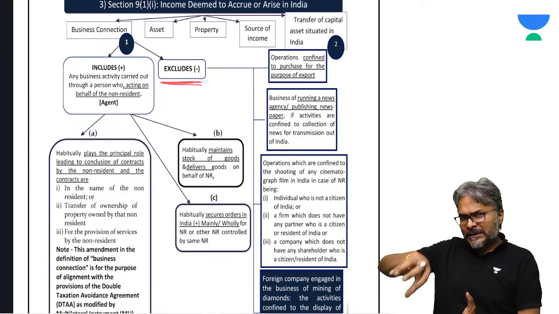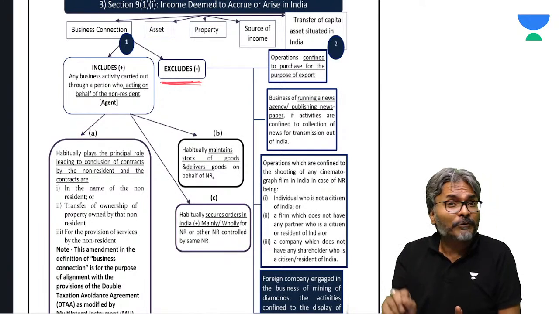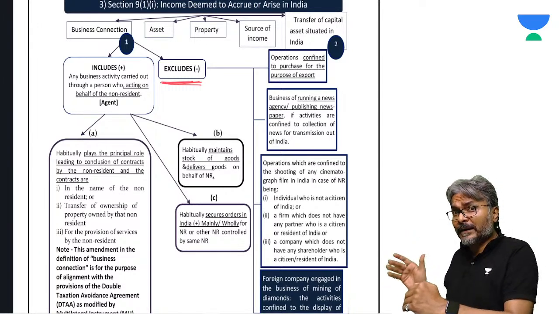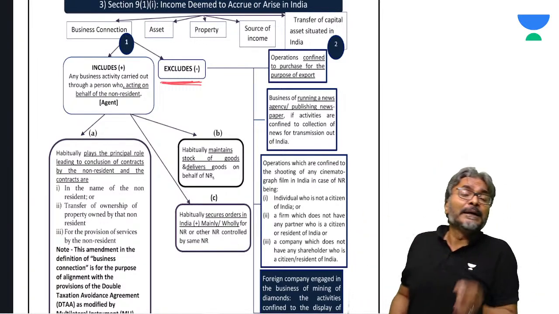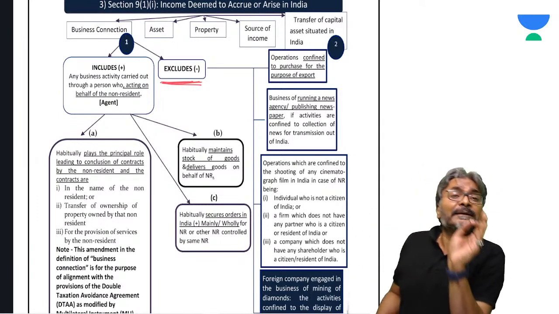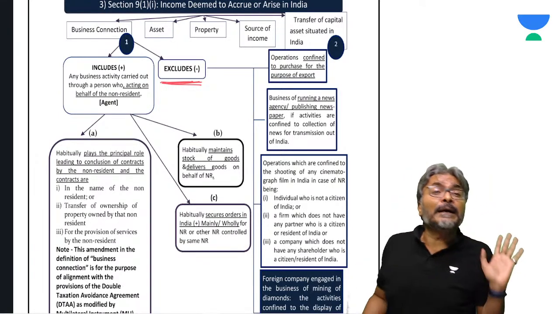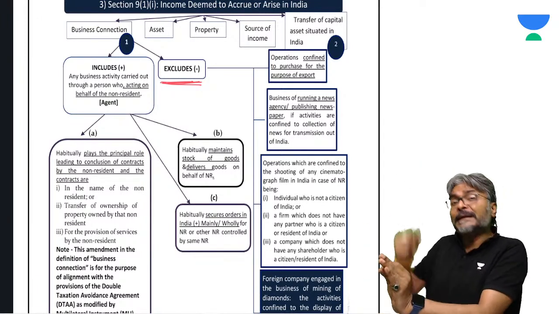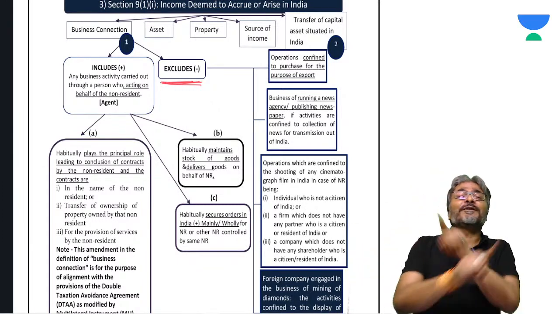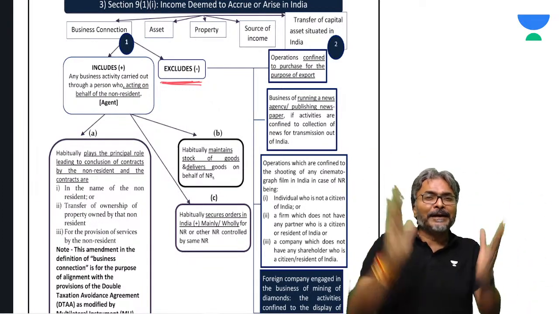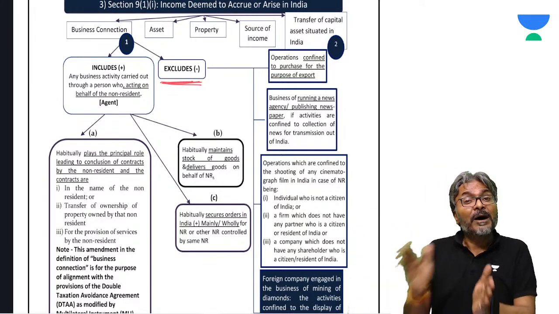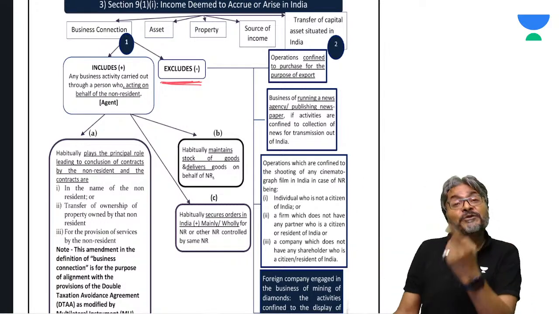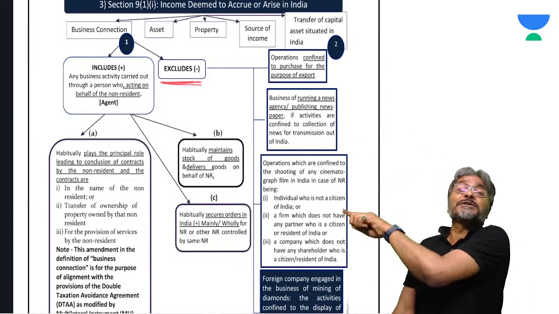Be very careful when you have to write your answer, students. The activity that they have mentioned in the exclusion part is the only activity that the non-resident should be doing in India. Only then we can say that the non-resident does not have business connection in India. So what is the only activity that, if the non-resident does in India, will not give rise to a business connection in India?